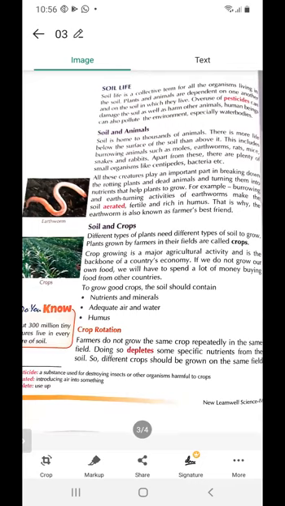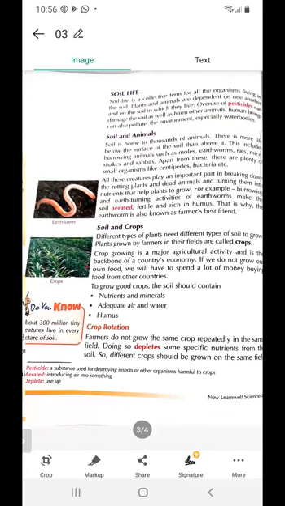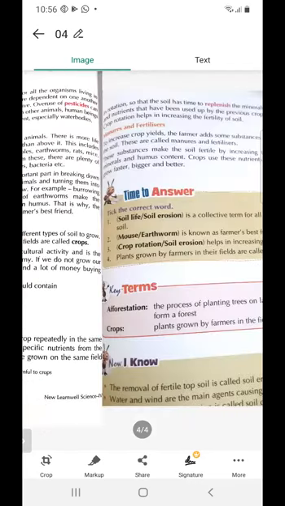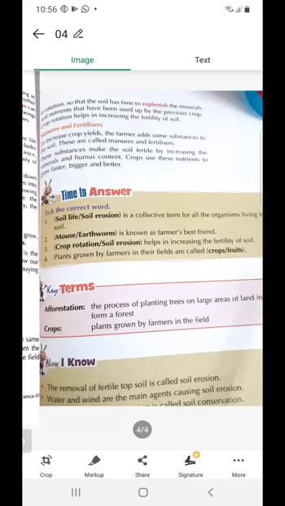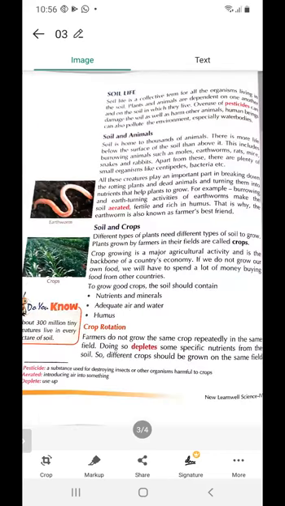So the next topic is crop rotation and manure and fertilizer. So what do you mean by crop rotation? As we know, farmers do not grow the same crop repeatedly in the same field.